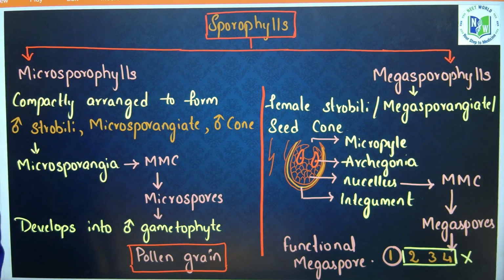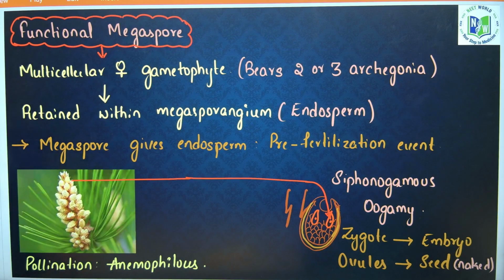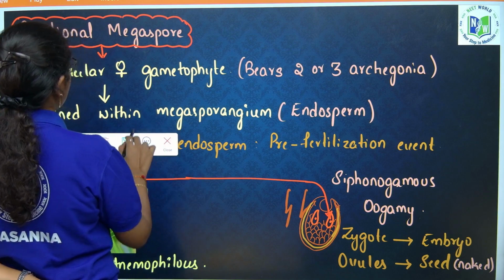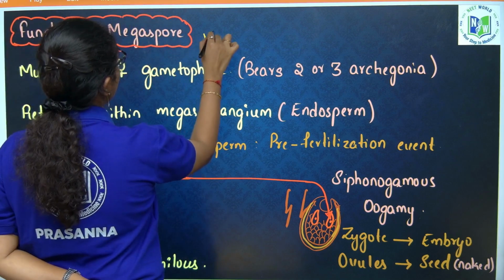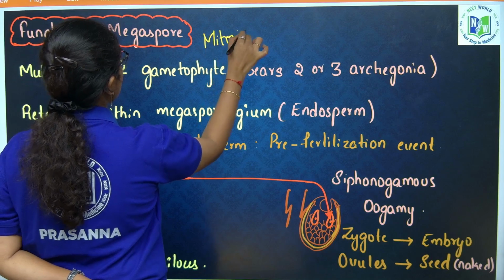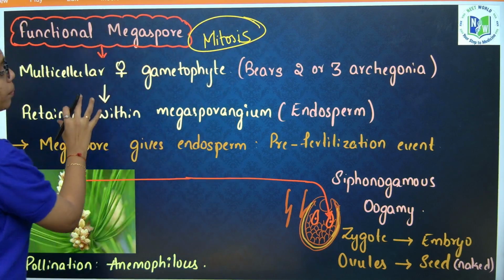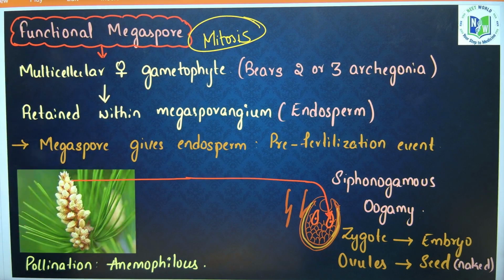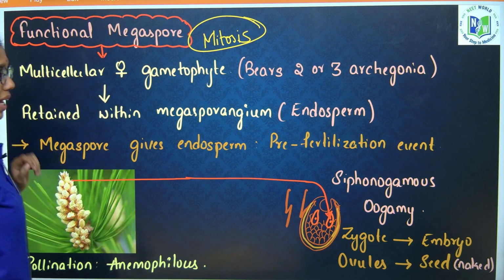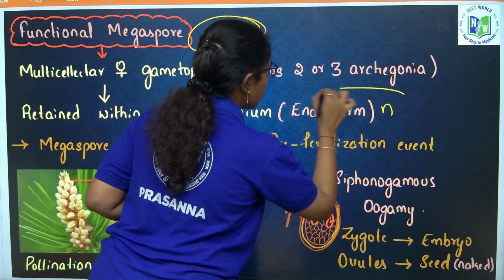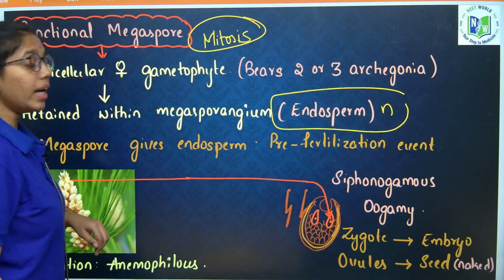Now if you see, one functional megaspore will undergo sequential mitotic divisions, and they develop into a multicellular female gametophytic structure which bears haploid endosperm.